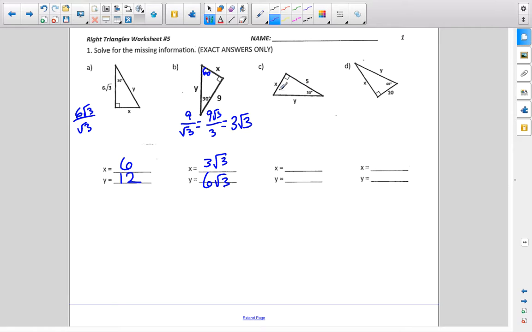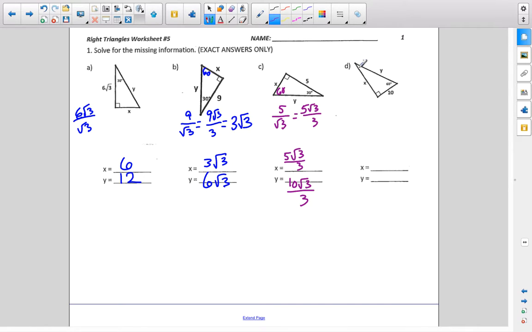Okay, on this next one, on C, I've got the long leg, I need the short leg. So long to short means I divide by the square root of 3. Multiplying top and bottom by the square root of 3, I get 5 root 3 over 3. 5 cannot be divided by 3, so I'm done. That's my answer for my short leg, 5 root 3 over 3. Twice as much is y, my hypotenuse, so I double my short leg and I get 10 root 3 over 3. 2 over 1 times 5 root 3 over 3.